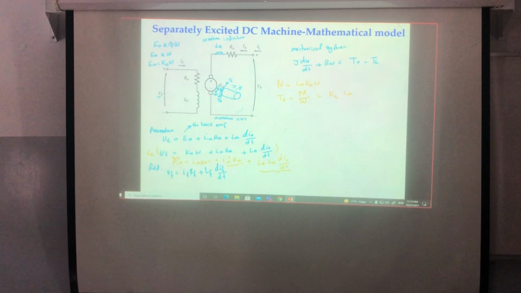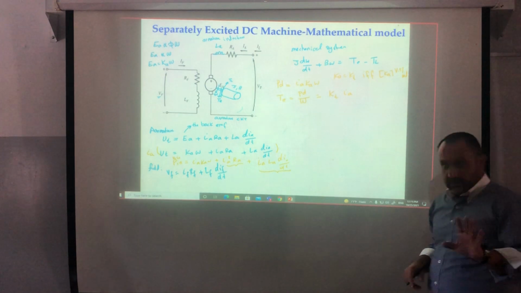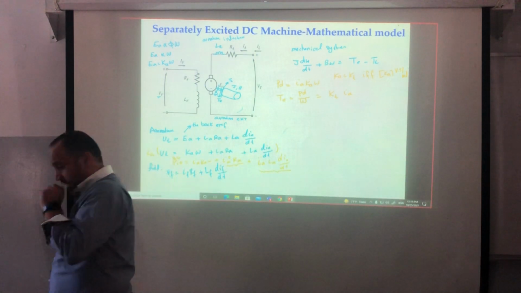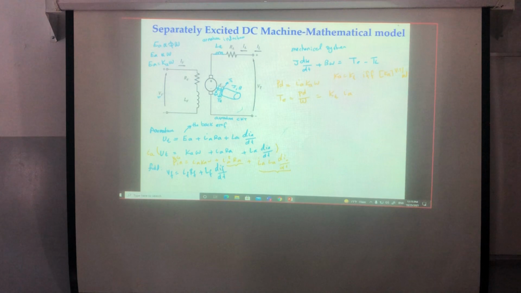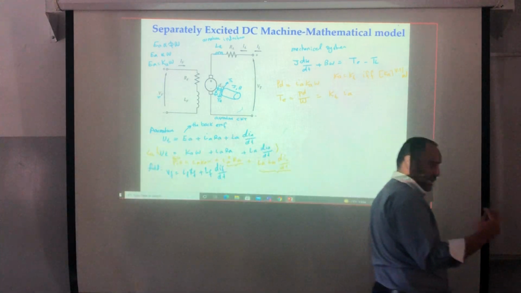So simply this means that Ka is equal to Kt in magnitude if and only if the unit of Ka is volt second per rad. If it's volt per RPM, it will not be equal. In terms of magnitude, Kt is equal to Ka if and only if the unit of Ka is volt second per rad. And let me change this ugly curve.